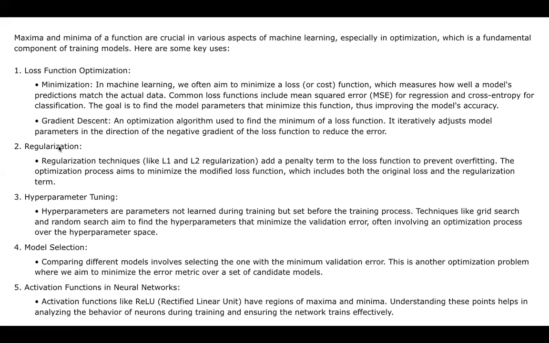We use maxima and minima for regularization techniques, L1 and L2 regularization. We use it for hyperparameter tuning. Hyperparameters are parameters that are not learned during training but set before the training process. We use it in model selection: which model gives us the best value, which has the lowest cost function. It is also used in the activation functions in neural networks. Activation functions such as ReLU, rectified linear unit, have regions of maxima and minima in them. Understanding these points helps in analyzing the behavior of the neurons during training.